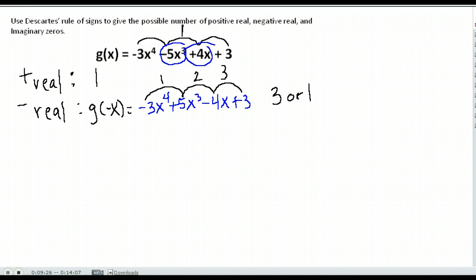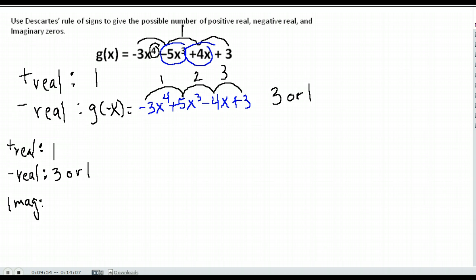And again, that's to allow for the possibility of our imaginary numbers there. So our positive reals, we have 1. Our negative reals, we have 3, or 1. And now we need to figure out how many imaginary zeros we would have. So we look at the degree of our polynomial. It's 4. So whatever situation we come up with, we have to have a total of 4 zeros.